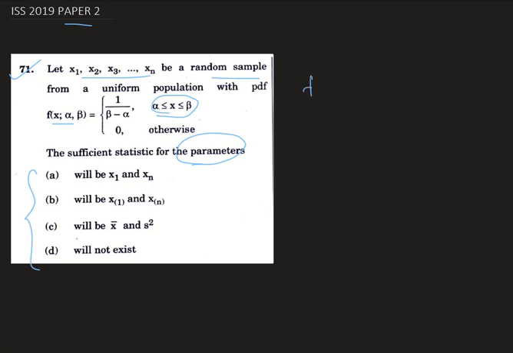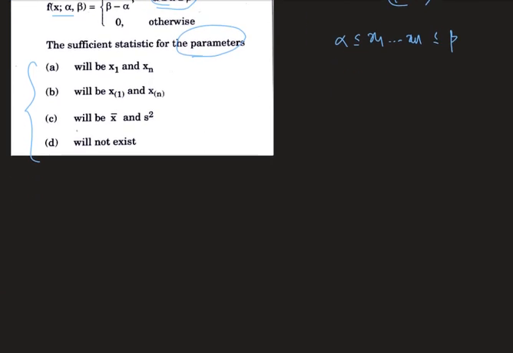So first we write the joint density, which is 1 by beta minus alpha whole to the power n, if x1, x2, ..., xn are between alpha and beta. Or we can write x order 1 and x order n are in between alpha and beta.